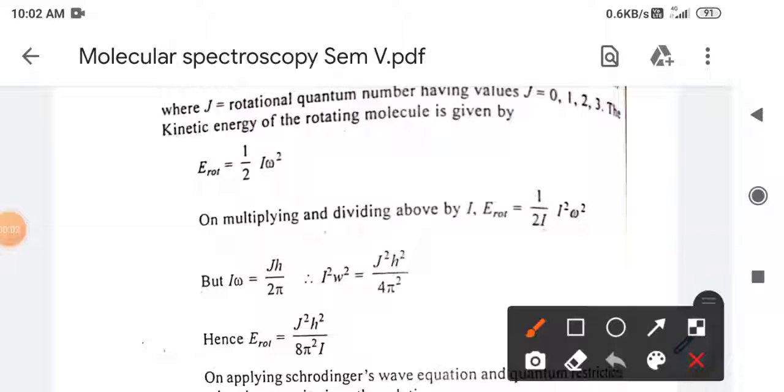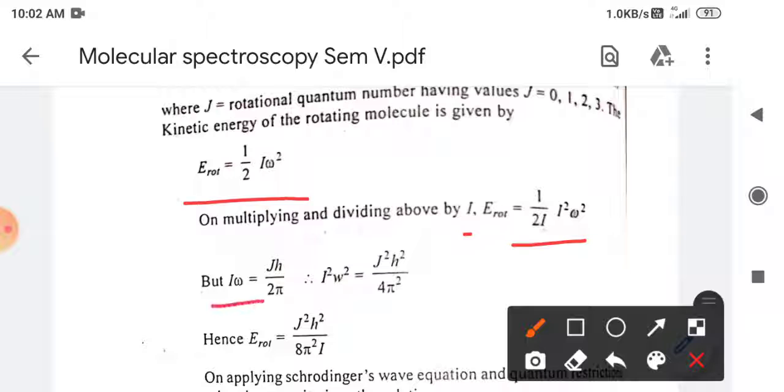Now we are left with the kinetic energy, that is half I omega squared. Now upon multiplying and dividing the above equation by the moment of inertia, the rotational energy E rotational is equal to I squared omega squared upon 2I.